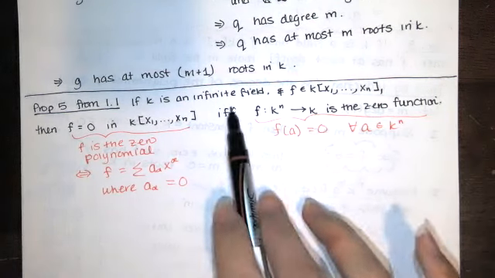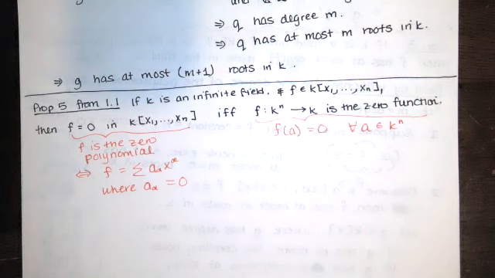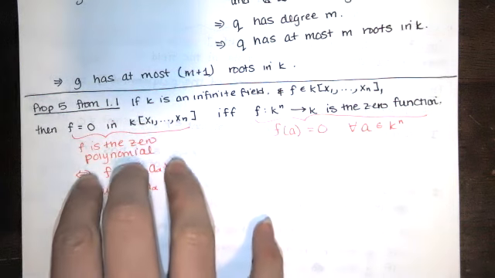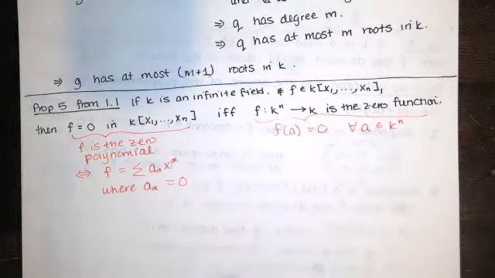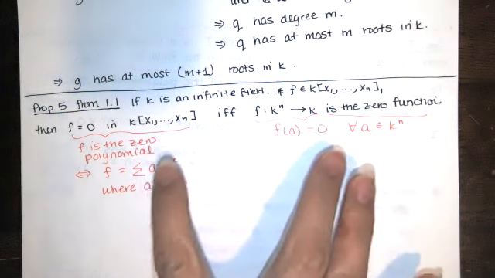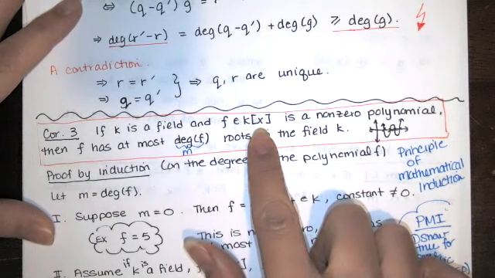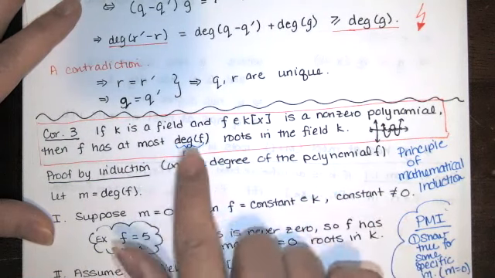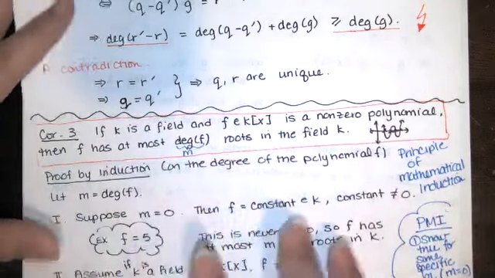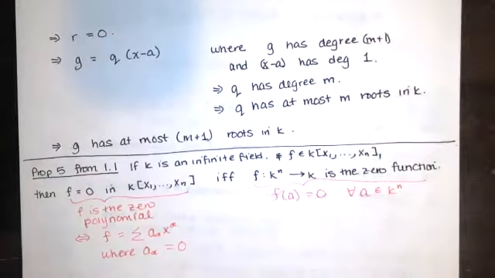Okay, if K is an infinite field and F is a polynomial in n variables x sub 1 through x sub n with coefficients in the field K, then if F is the 0 polynomial, F is the 0 function. If F is the 0 function, F is the 0 polynomial. It goes both ways. We were able to prove that based on the fact that if we were dealing with polynomials in a single variable x, then F would have at most degree F roots in that field. That result here was based on the corollary.